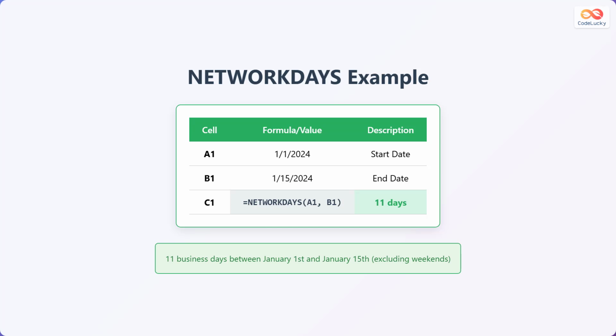Here is an example of the NETWORKDAYS function. In cell A1, we have the start date as January 1, 2024. In cell B1, the end date is January 15, 2024. In cell C1, the formula =NETWORKDAYS(A1, B1) is used, which results in 11 days. This means there are 11 business days between January 1st and January 15th, excluding weekends.